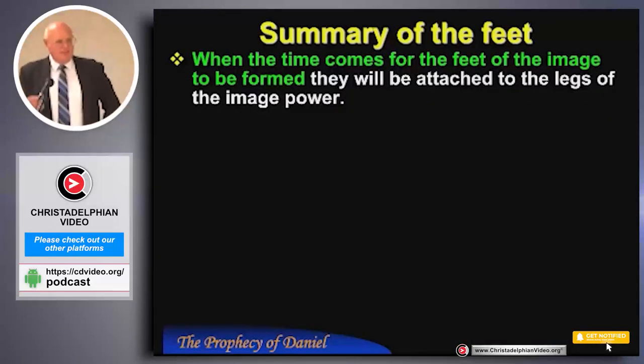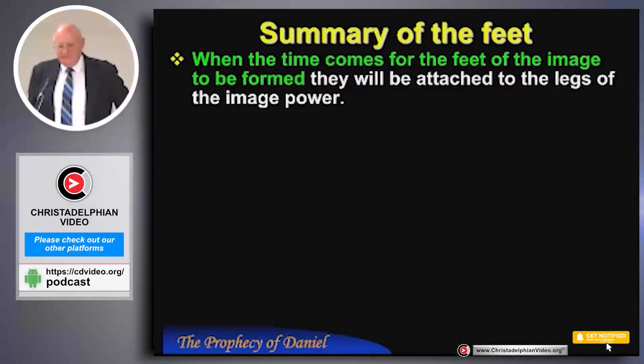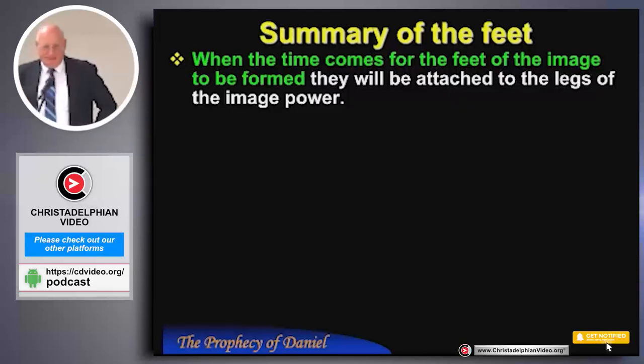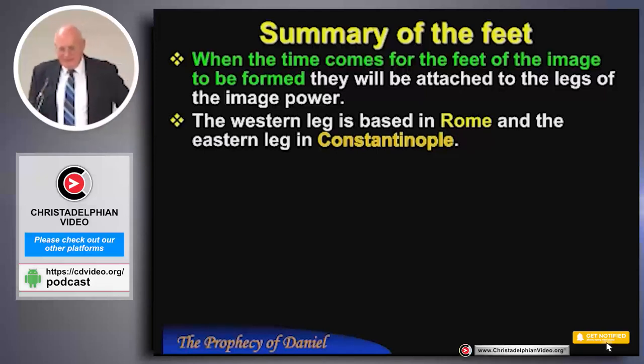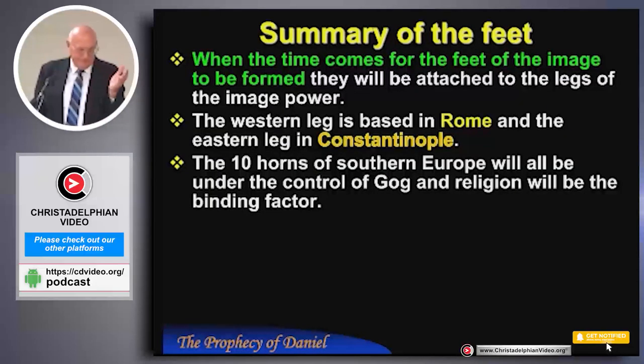So let's have a summary of what we're seeing here with these feet. When the time comes for the feet of the image to be formed, they will be attached, like your feet and mine, to the legs of the image power. The western leg is based in Rome, and the eastern leg in Constantinople, or as they call it today, Istanbul. Putin, by the way, never calls it Istanbul. He always calls it Constantinople.